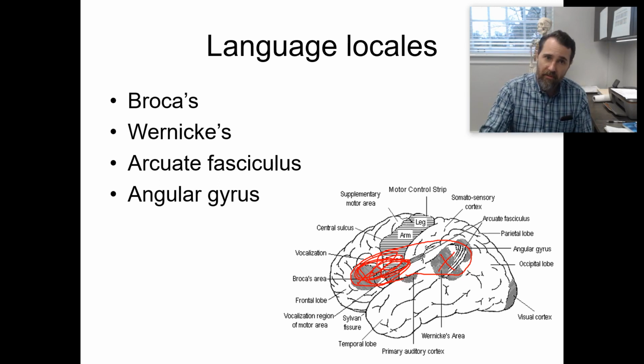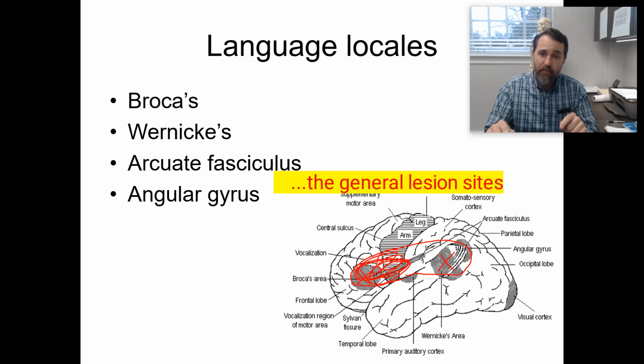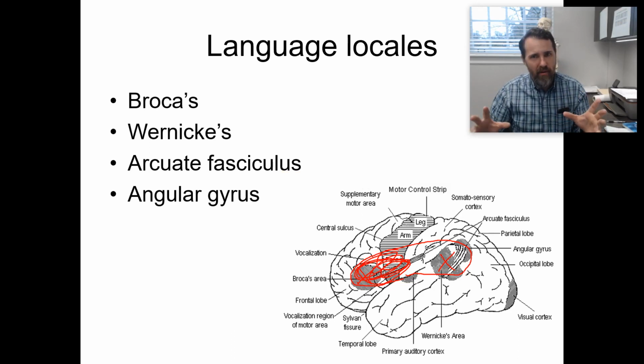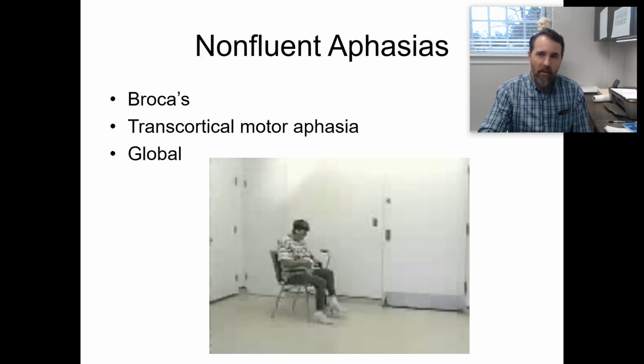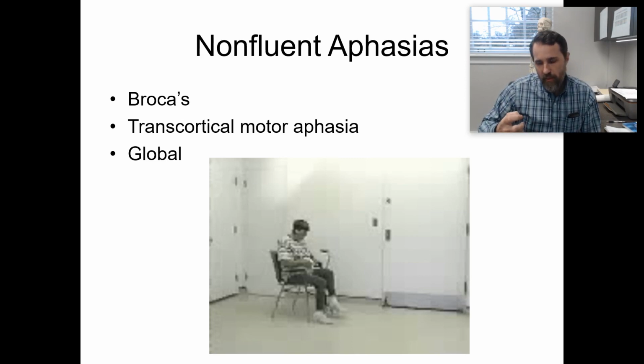So that's global aphasia. So this is a quick run through where I'm showing you the lesion sites and how they produce your primary areas of deficit for each major aphasia type. Okay, so now slowing down and going through, getting more into the weeds.